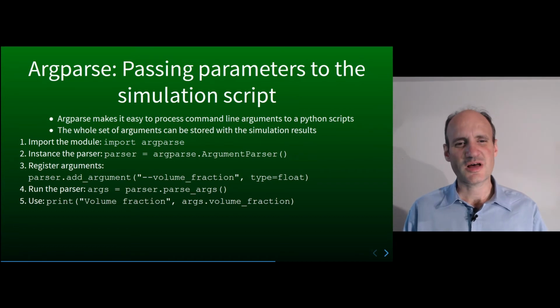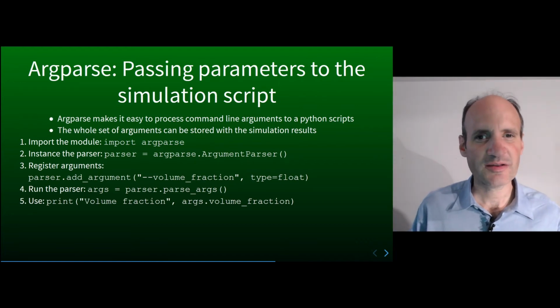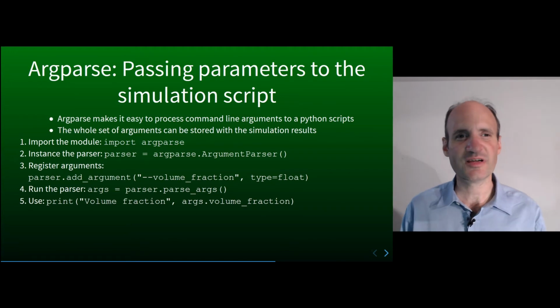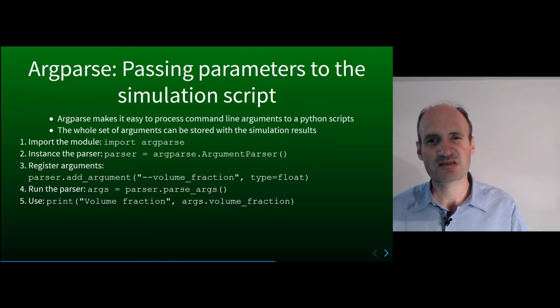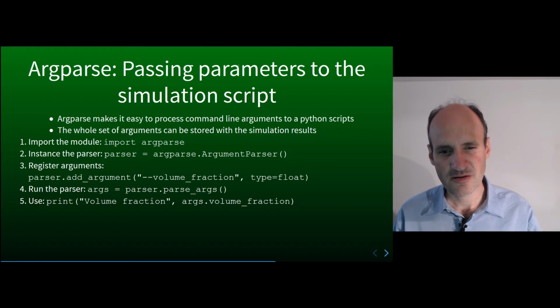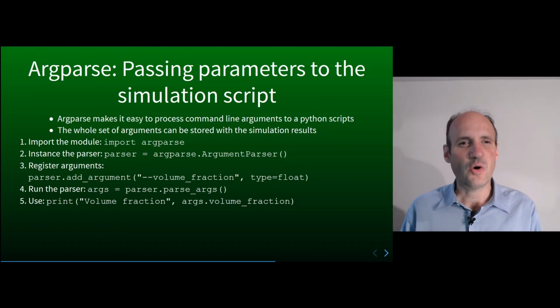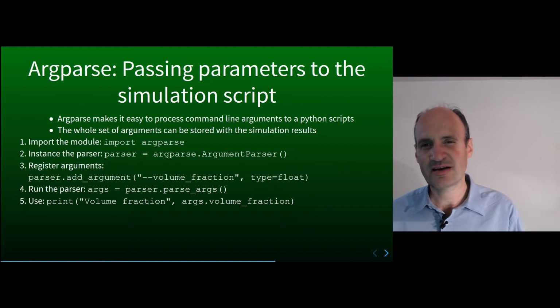So you use argument parser in 5 easy steps. The first one is to import the Python module. The second one is to instance the parser object. So you create a variable which will hold all the command line arguments and which you can use to interact with the parser. Then you register all the command line arguments. As an example here, we register an argument for the volume fraction of type float.